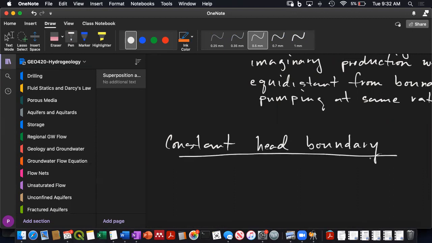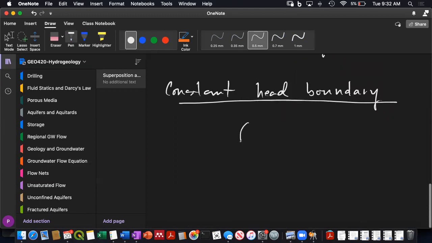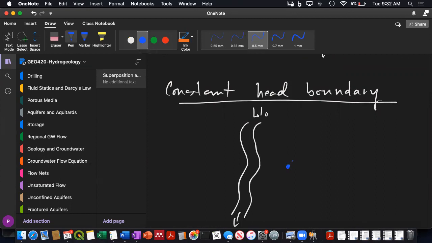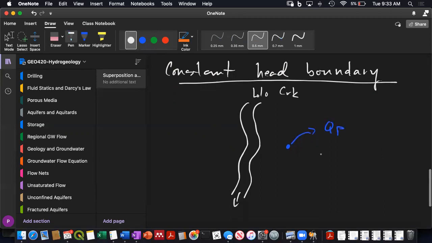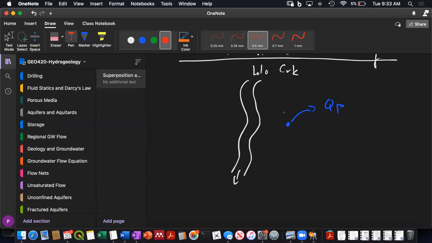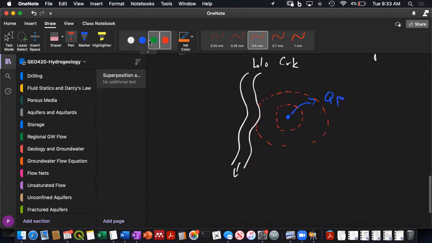For example, we've got, say, a stream like Lolo Creek running. All right, so here's a stream, Lolo Creek. And we've got a production well here. And it's pumping at Q sub P. All right, and now here's my drawdown cone. And after some time, this drawdown cone starts to intercept the stream. So the stream acts as a constant head boundary.